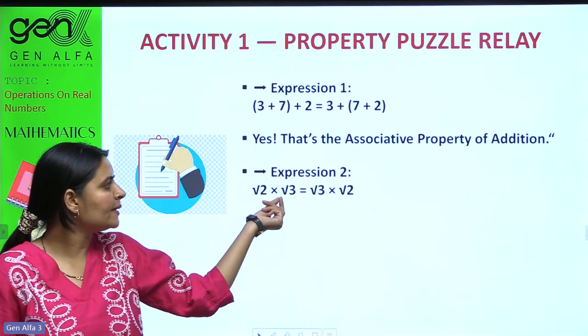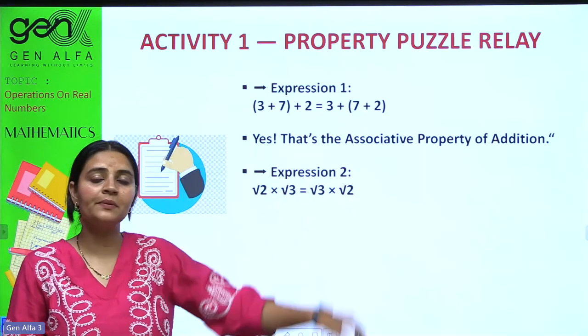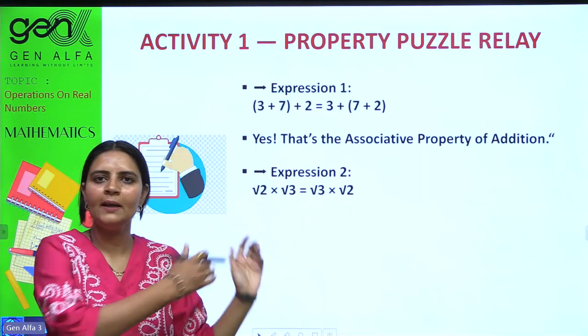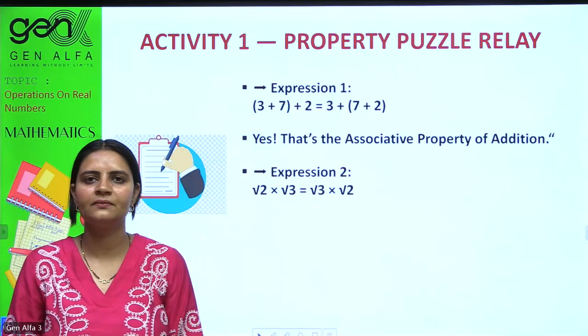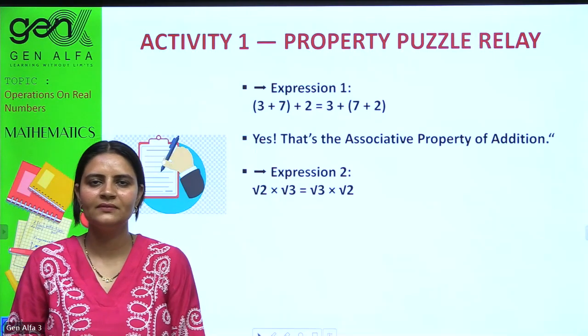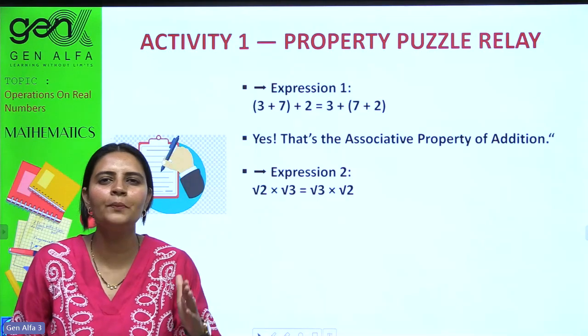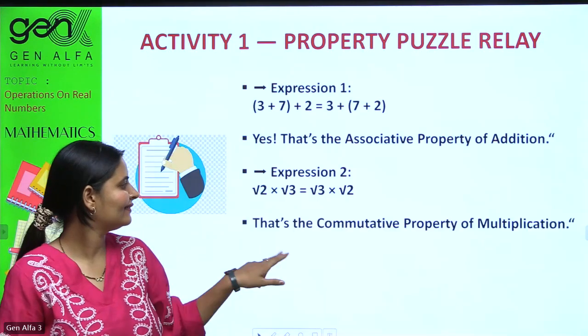Now come to the second expression. Under root 2 multiplied by under root 3 and under root 3 again multiplied by under root 2. What is the pattern I'm applying here? What is the keyword you are observing here? Is the order flipped? That means commutativity.